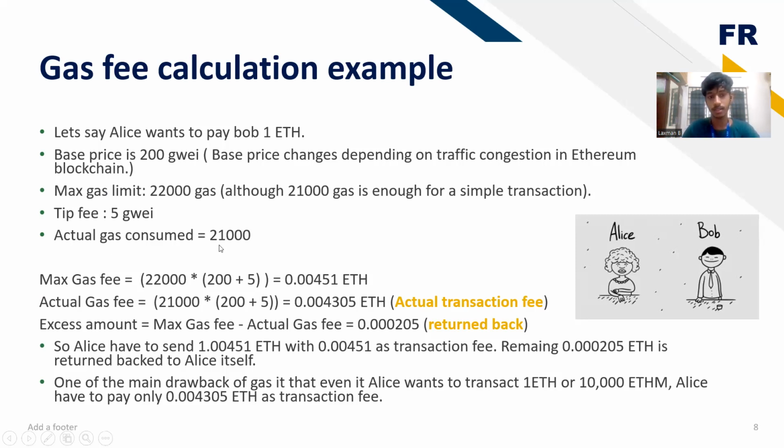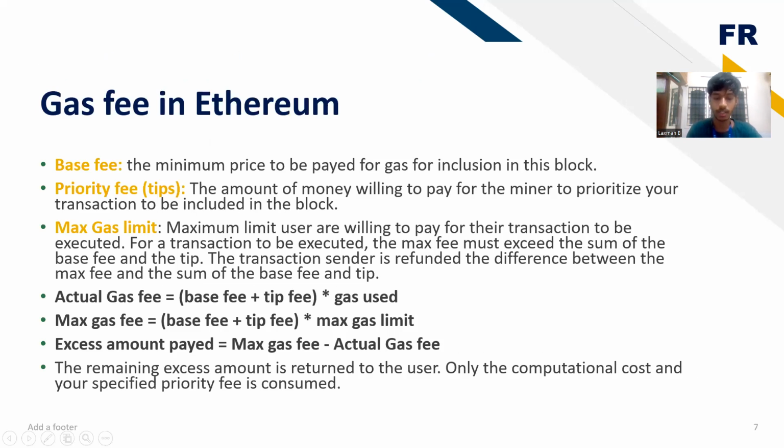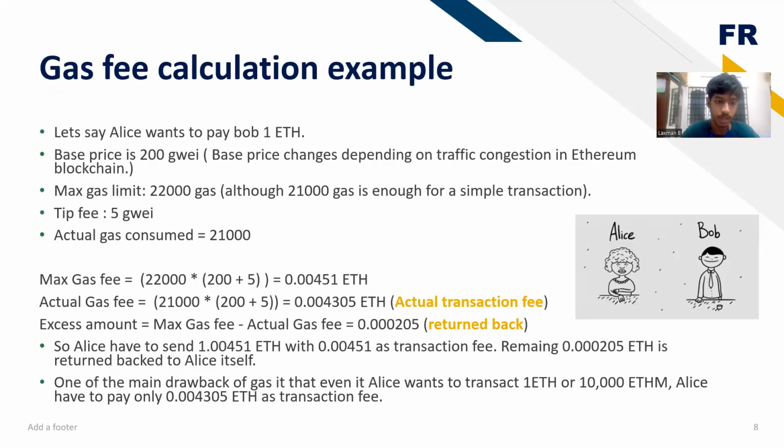And as I said before, the actual gas consumed is 21,000. For a simple transaction, 21,000 gas is what is actually required. So now if you put in the calculation from what I explained in the previous slide, the maximum gas fee is nothing but the maximum gas which I have provided, 22,000 into 20 plus 5, which is the base price plus tip fee. If I calculate, I'll get 0.000451 Ethereum.